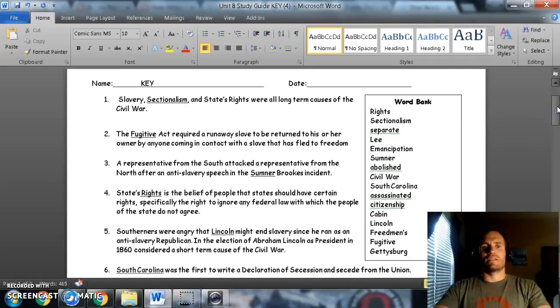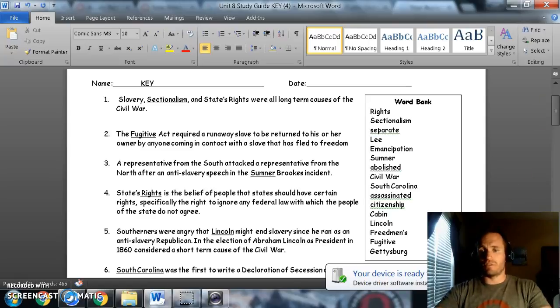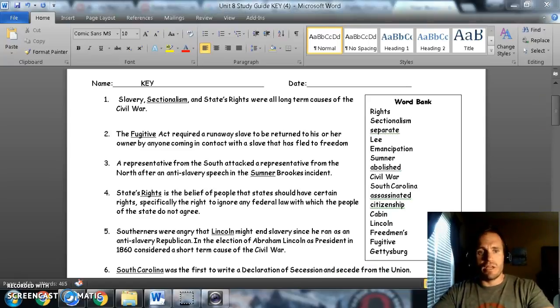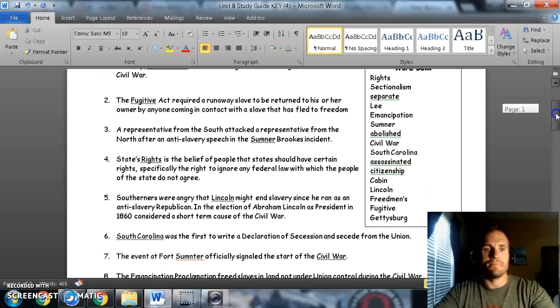Number one, slavery, sectionalism, not to be confused with nationalism, and states' rights were all long-term causes of the Civil War. Number two, the Fugitive Act required a runaway slave to be returned to his or her owner by anyone coming in contact with a slave that has fled for freedom. Now, a fugitive is someone who is running away, running from the law. That's why it was referred to as the Fugitive Act.